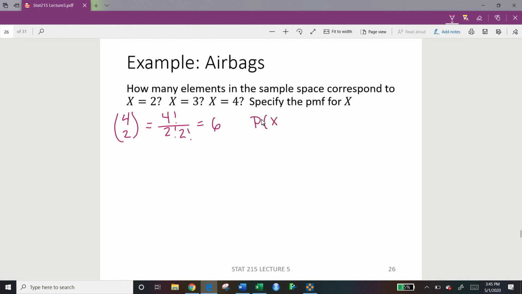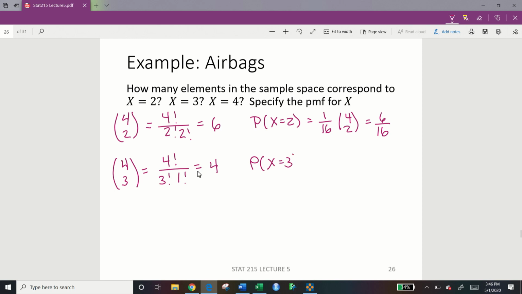Meaning our probability of X equals 2 will be 1/16 multiplied by 4 choose 2, or 6/16. Let's do this for X equals 3. This will be 4 choose 3, 4 factorial over 3 factorial multiplied by 1 factorial, which is going to equal 4. Therefore, the probability of X equals 3 will be 1/16 multiplied by 4 choose 3, which will equal 4/16.